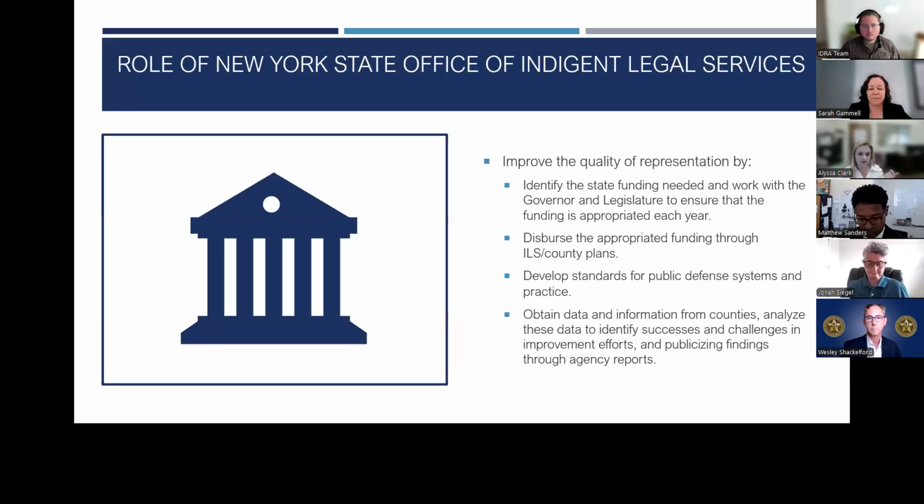So the role of the New York State Office of Indigent Legal Services, obviously, we don't provide direct representation to clients throughout the state of New York. What we do is we first identify the state funding that's needed, and we take that to the governor and legislature, and we do our best to ensure that funding is appropriated each year. We have been much more successful on the criminal side. We have a statewide expansion that's over 250 million. We have some statewide settlement counties that I will be referencing a bit later that are receiving their own portions of funds, and we are currently trying to beef up that family court funding.